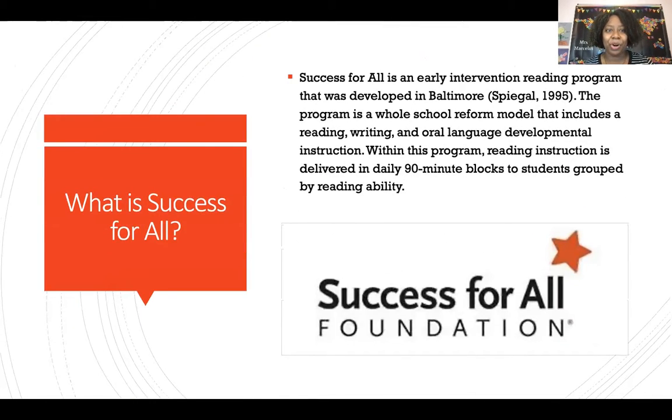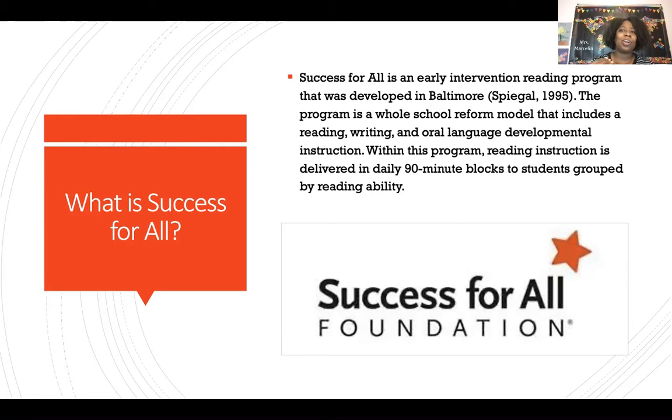What is Success for All? Well, Success for All is a program that utilizes 4 essential strategies to help ensure the success for all students in reading. Those 4 essential strategies are powerful instructions, school-wide support and intervention tools, professional development and coaching, as well as leadership for continuous improvement.